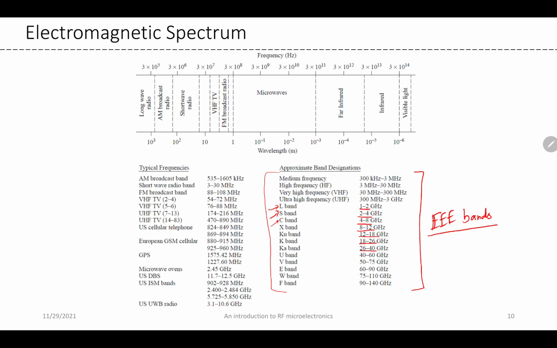And as you might find in this one, the 2 to 4. So your Wi-Fi signals, which are typically 2.4 gigahertz, lie in the S band, and newer Wi-Fi signals, which are around 5 gigahertz, they lie in the C band.